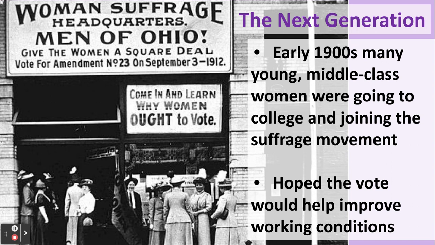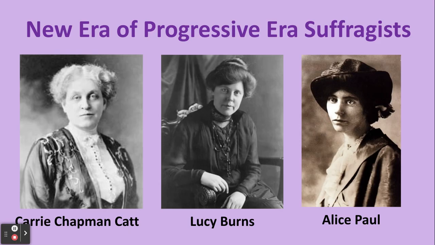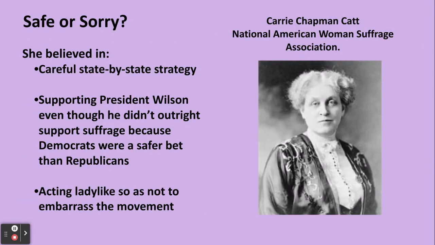Many women were becoming better educated, working, and becoming more independent in the 1910s and 1920s. That's why this next generation of suffragists, such as Carrie Catt or Alice Paul, are going to organize the new wave of feminism at the end of the Progressive Era. They have different efforts, right?